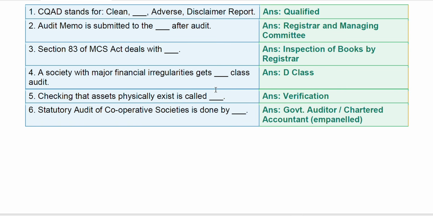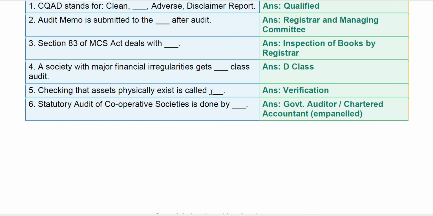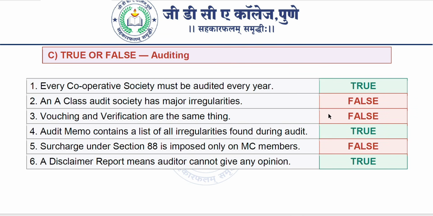Checking that assets physically exist is called dash verification. Statutory audit of a cooperative society is done by a government auditor or an empaneled certified chartered accountant.